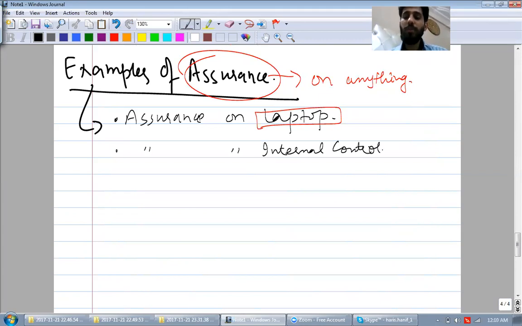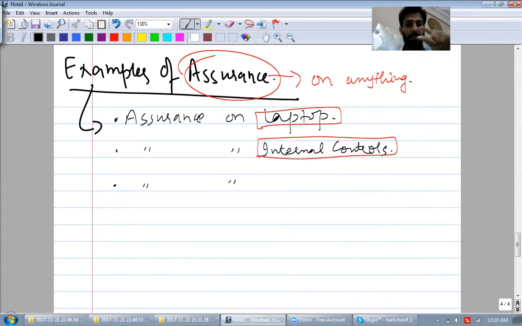Assurance on internal controls. Assurance on what? On internal controls. Very good. One more thing, very good. Internal controls is also a thing which needs assurance. Okay. Another thing assurance can be given on.